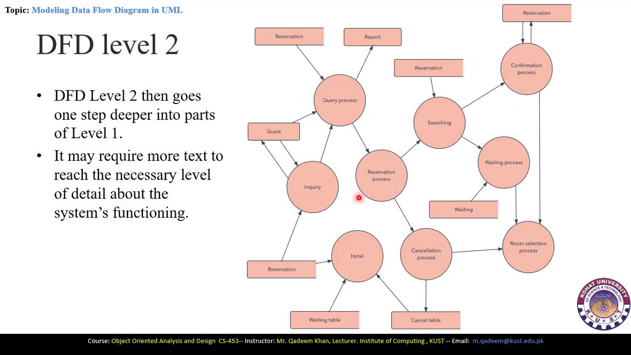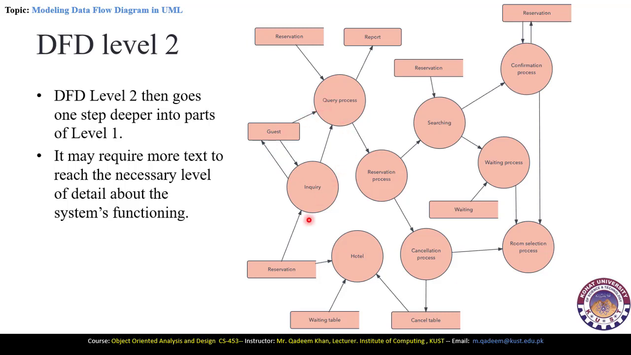Now here in this level 2 we have many processes and many data stores. Also we have the guest, which is an entity that interacts with the query process, and this guest also interacts with the inquiry process, and the inquiry is provided back to the guest here. So this is another example of the DFD.